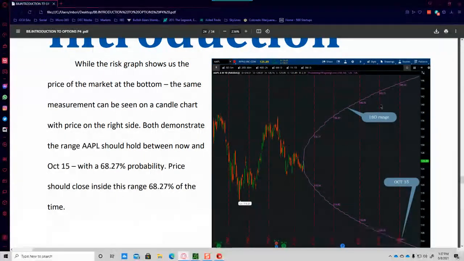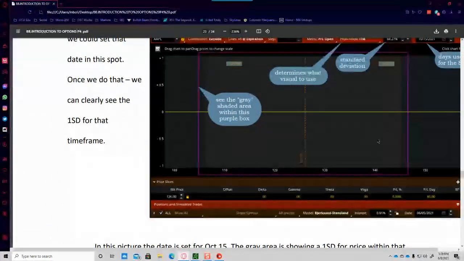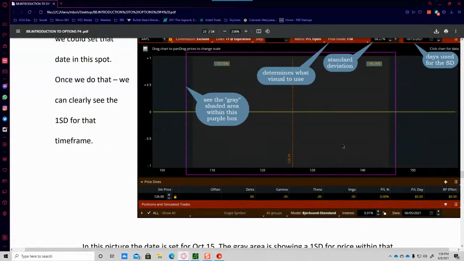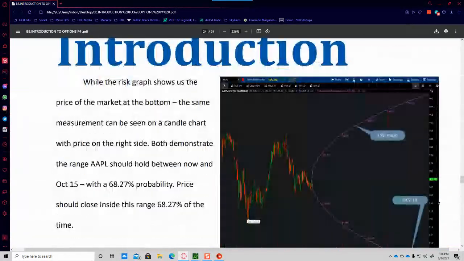All right, so what we're looking at here is Apple with this really big purple cone. This purple cone is a 1 standard deviation, just like we had up here. That's a 1 standard deviation. Only difference is price here is on the bottom, right? And so the bell is going straight up and down. Whereas down here, we've got price on the side and the bell is going from left to right. It's still representing the same distance. It's just giving it to you in a picture that might seem more familiar to you.